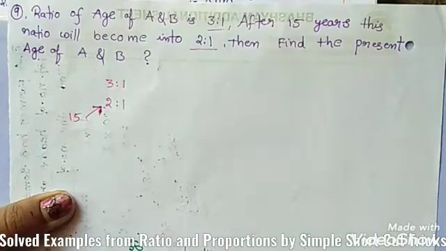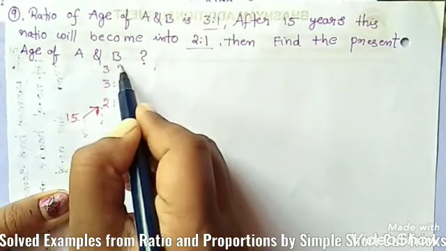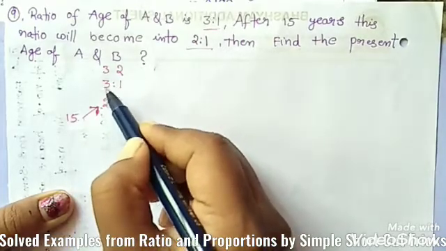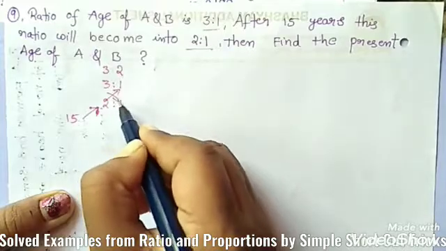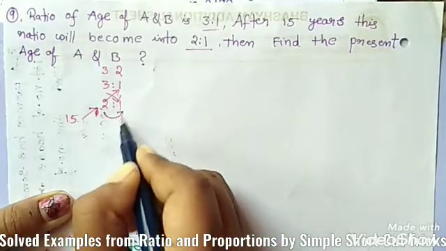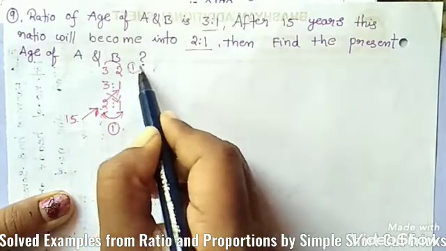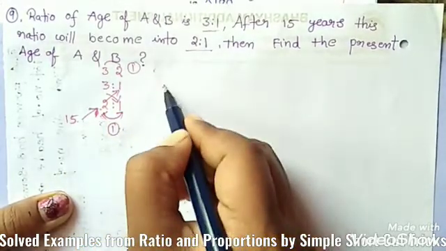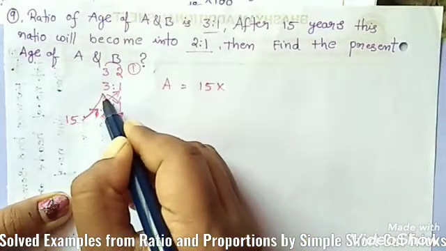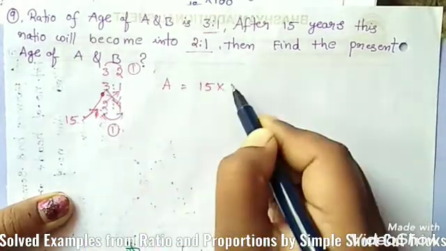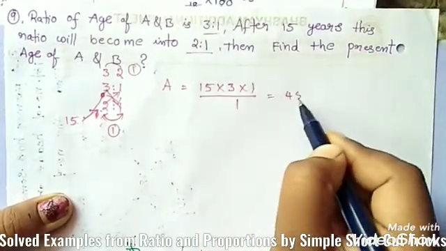After 15 years. Okay. Now here 3 and 2. These are the numbers you have to write. You have to write this number here. The difference between these two is 1. The difference between these two also is 1. Now find the age of A, which is 15 into this, 3 into 1 by 1. 45 years.